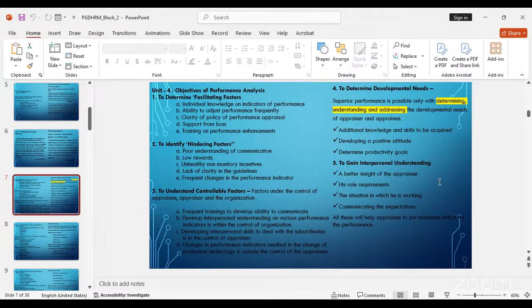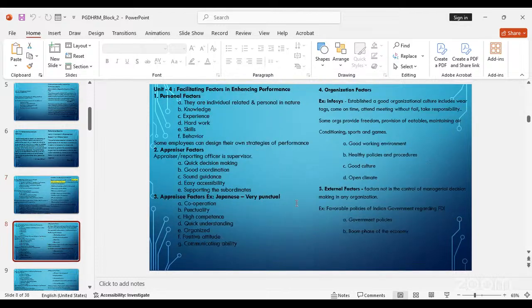Better insights of the appraisee, his role requirements, the situation in which he is working, communicating the expectations, all this will help to have a better understanding and to gain interpersonal understanding. Okay. Of course, all these will maximize the efforts to perform better. Let us look into facilitating factors to enhance the performance.